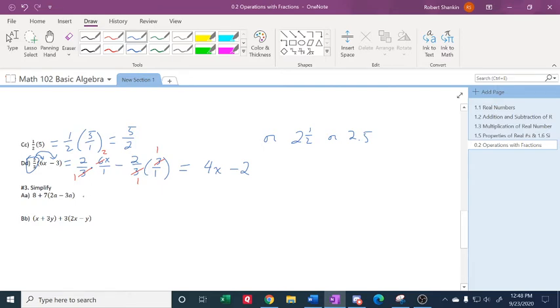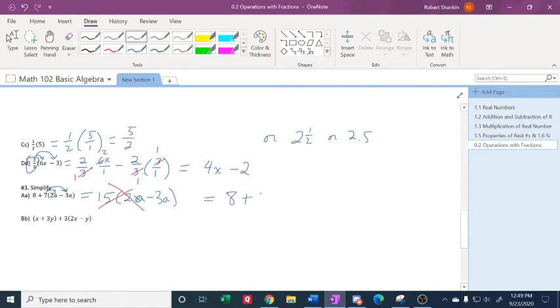Alright, and then this one, 8 plus 7 is 15 times 2a minus 3a. Now, I put this to show what not to do. It's a really easy mistake to make. We want to put those together, but this 7 is being multiplied by this 2a. Multiplication happens before addition. So it's got to be this way.